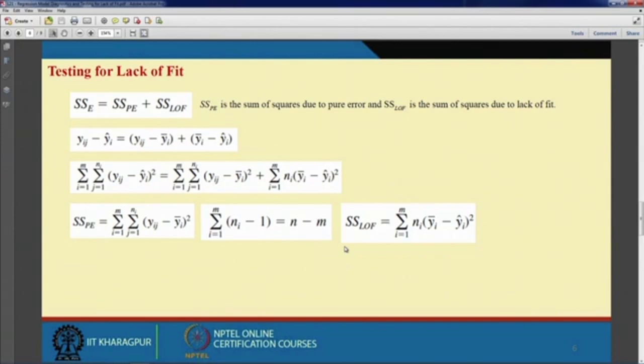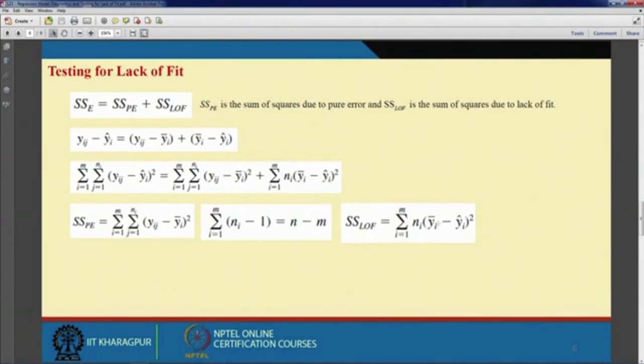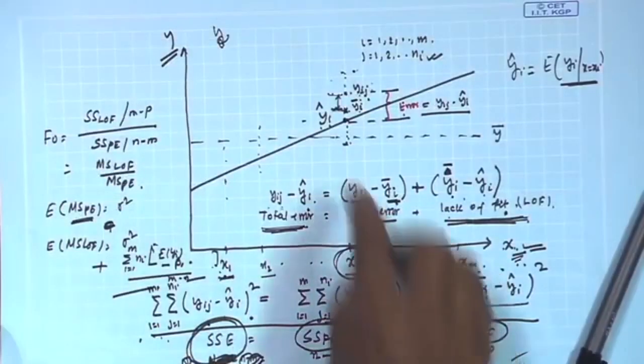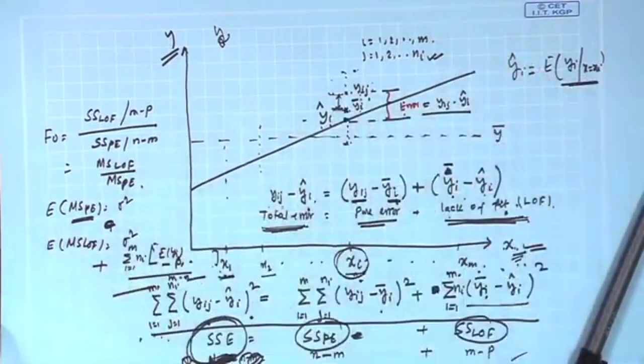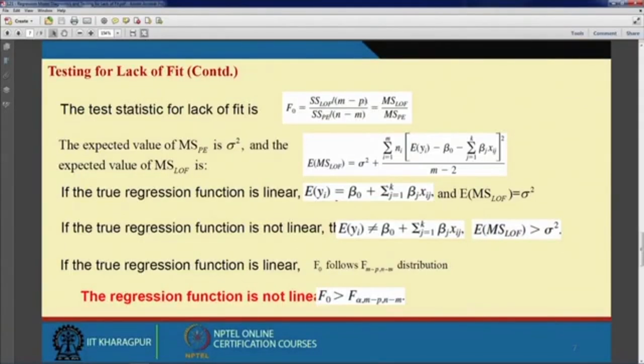Now, lack of fit is computed. So, let us compute a statistic to say whether lack of fit is significant or not. This statistic is F 0, SS lack of fit divided by its degrees of freedom. How many x levels are there? i equal to 1 to m, and you have also lost p degrees of freedom for p parameters. So, m minus p, divided by SS pure error by its degrees of freedom, the remaining degrees of freedom from SSE, that is n minus m. So, you are getting MS lack of fit by MS pure error.